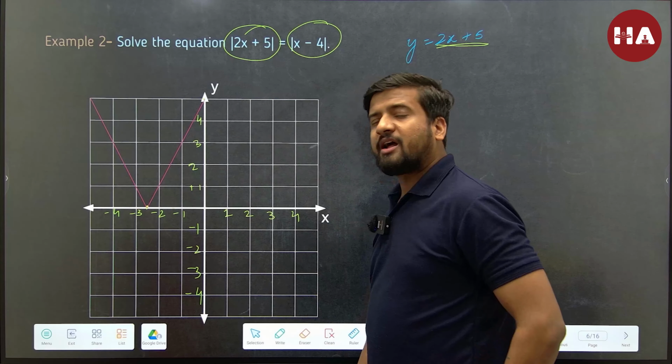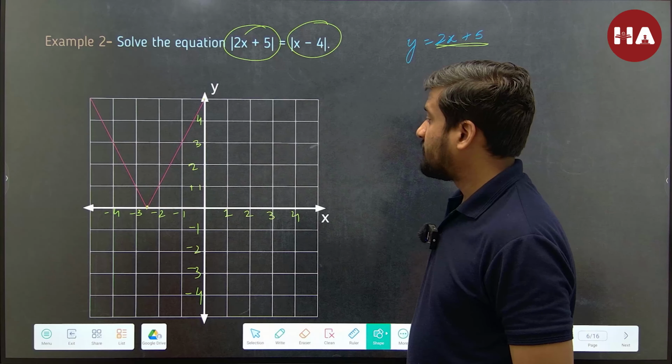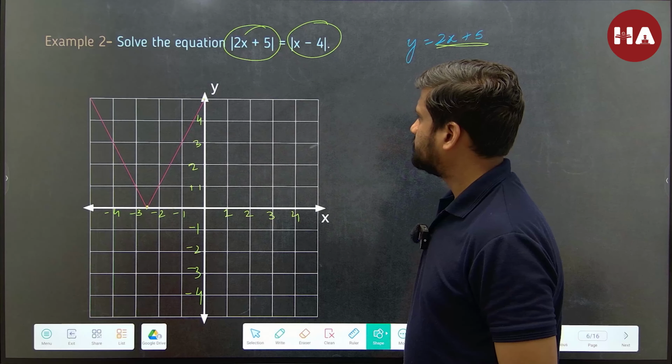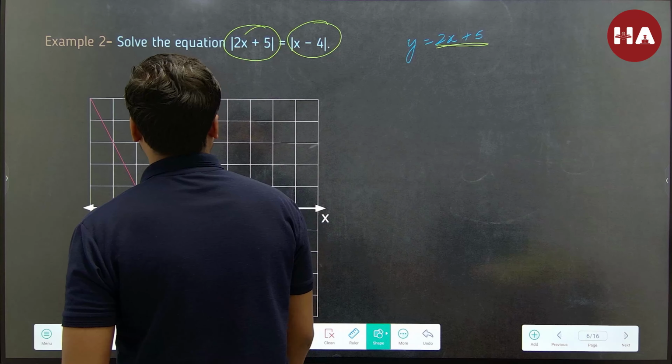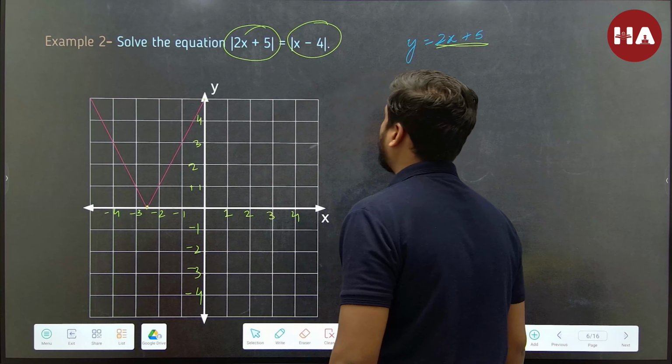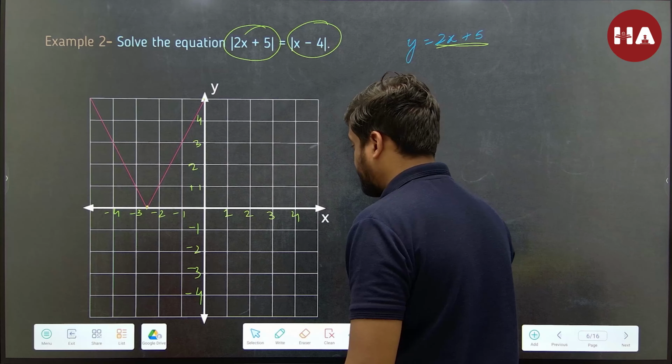Now, let's draw the graph of y equals |x - 4|. Yeah, fine. Now, y equals x - 4.